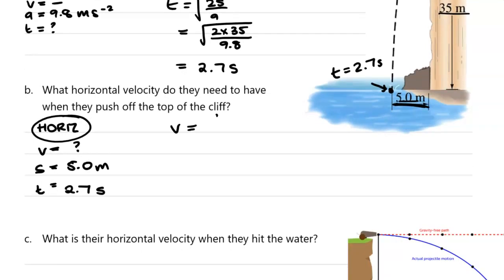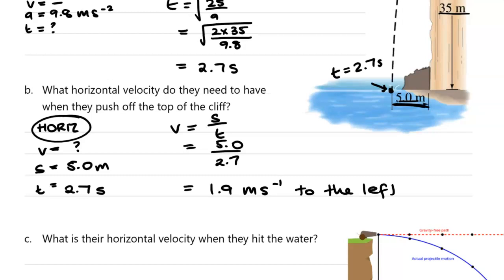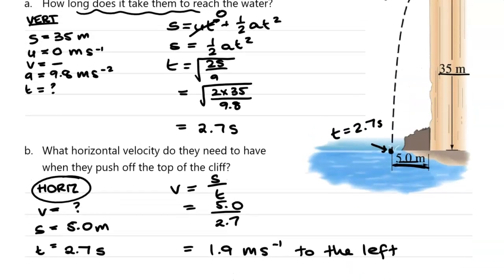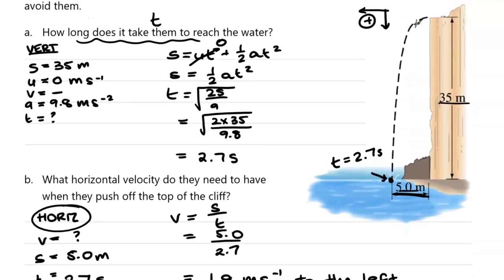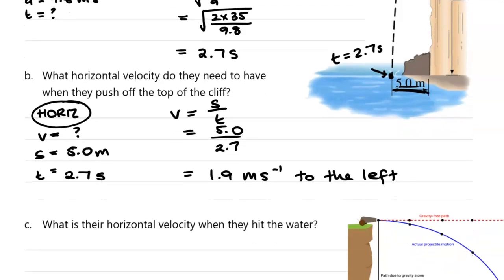Okay, velocity is displacement over time. So that's 5.0 on 2.7. Okay, so we get 1.9 meters per second. It does say horizontal velocity. It doesn't just say magnitude. So we should say something like to the left. We know it's to the left, one, because we looked at the diagram, and two, because our answer was positive, and we said to the left is positive.